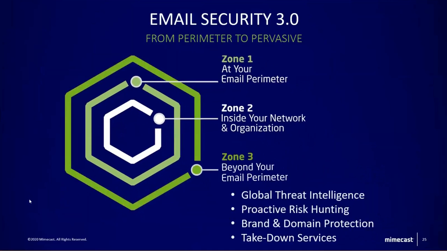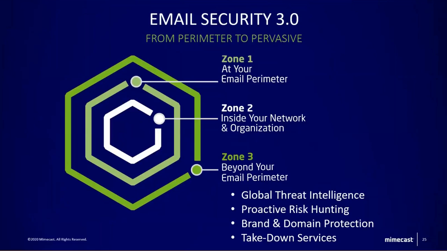Then finishing up the email security 3.0, we look at Zone 3, which is beyond your perimeter. And this is really protecting your customers and other third parties and your brand. You've got the ability to utilize the Mimecast Global Threat Intelligence. If something happened on the other side of the planet, you would know about that within seconds, basically, if you think of the threat intel.